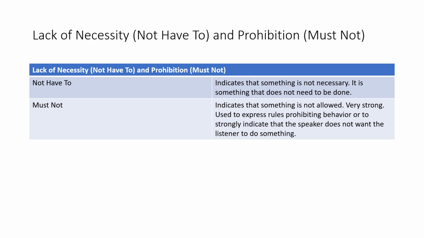Must not does not mean that something is not necessary. Must not means that something is not allowed, that it's either against the rules or it's something that the speaker really, really, really doesn't want the listener to do. Must not is very strong, right? And it's used to express rules prohibiting behavior or to strongly indicate that the speaker really does not want the listener to do something.